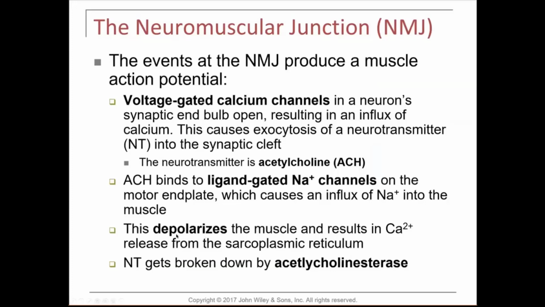Depolarize, we can talk about this term in more detail, but for right now, when you depolarize a membrane, what you're doing to that membrane and that cell effectively is getting it more excited, okay? Depolarization is associated with getting a cell more excited. So you start to depolarize that muscle. As you get that muscle more excited, that calcium gets released from the sarcoplasmic reticulum.